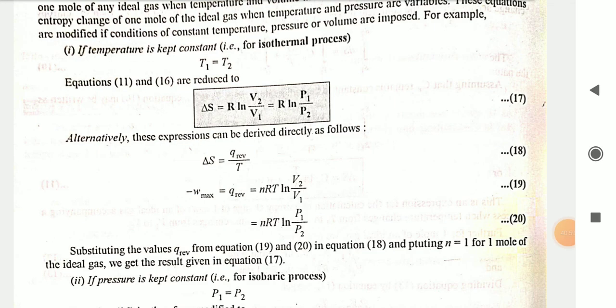first, if temperature is kept constant for an isothermal process, T1 is equal to T2. Equations 11 and 16 are reduced to delta S is equal to R ln V2 upon V1 is equal to R ln P1 upon P2.